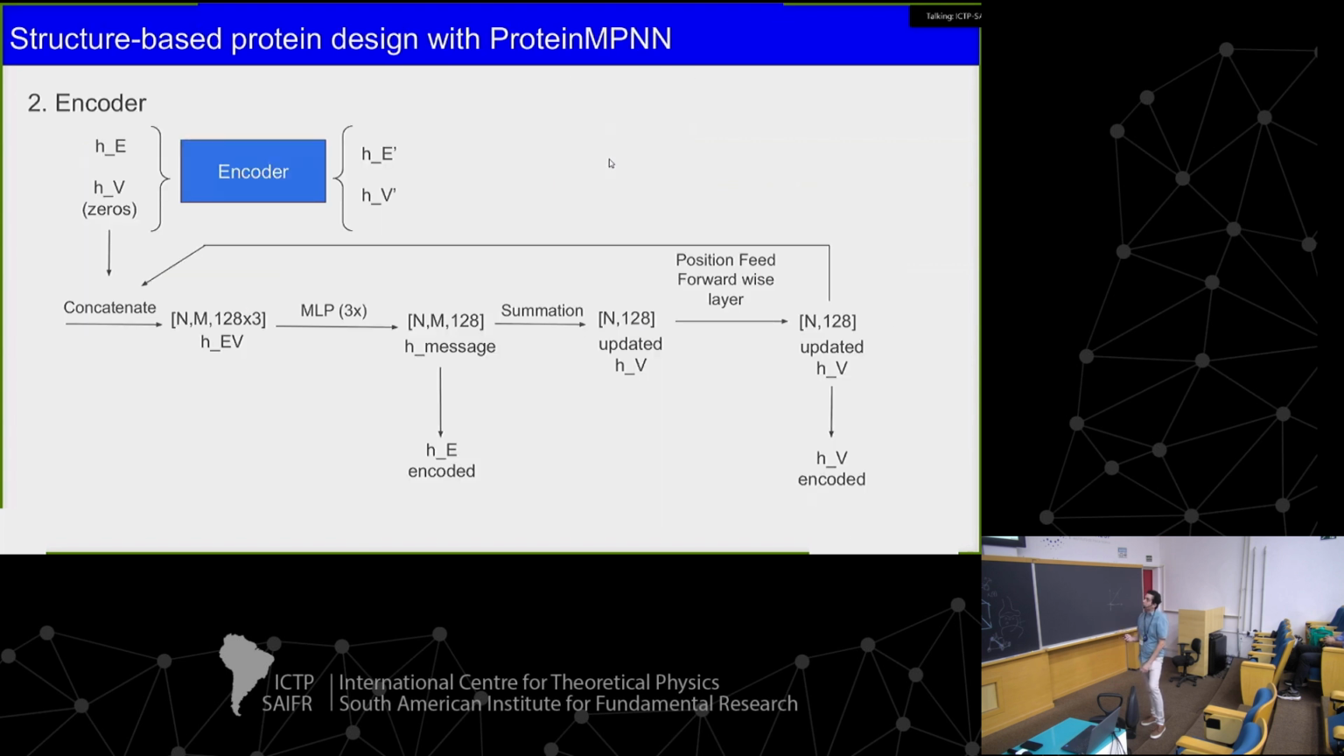Okay, so now we have an initial representation of nodes here with all of them zeros, and a representation of the edges. This will be submitted to the encoder, and both representations will be updated, right? It's an enriched representation. You see why this is important. So let's do the encoder step by step here.